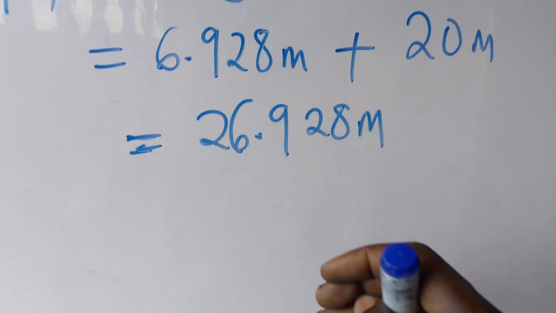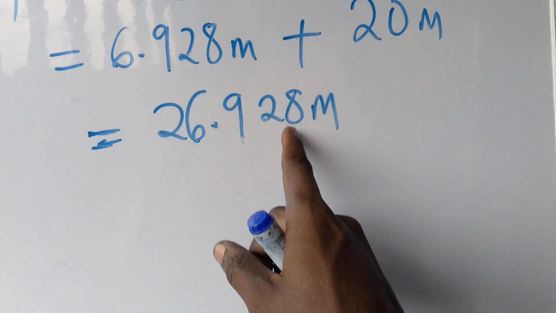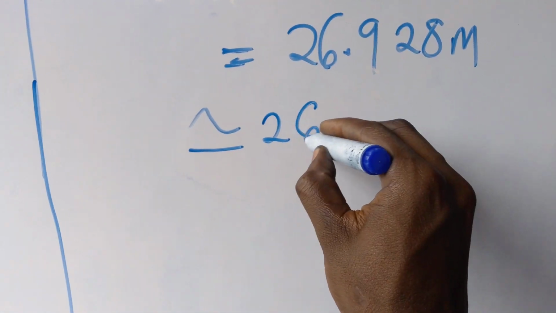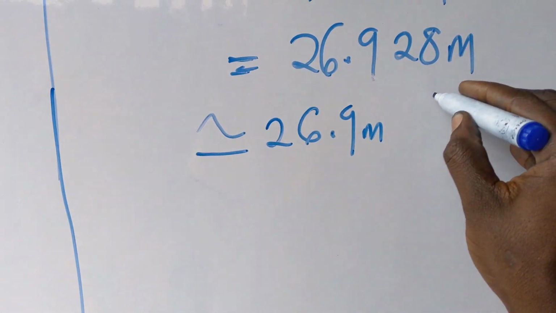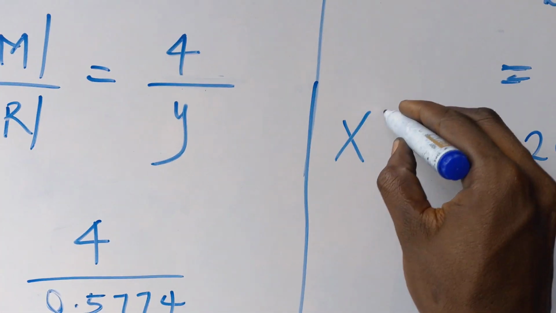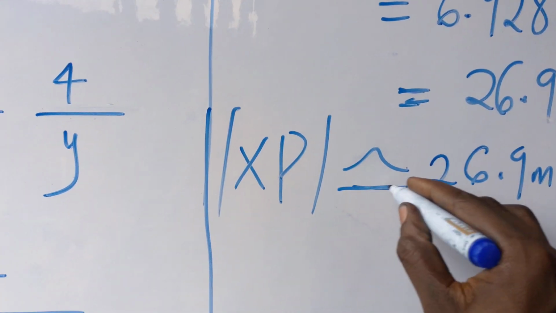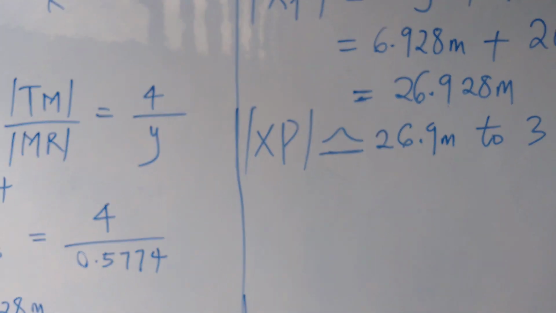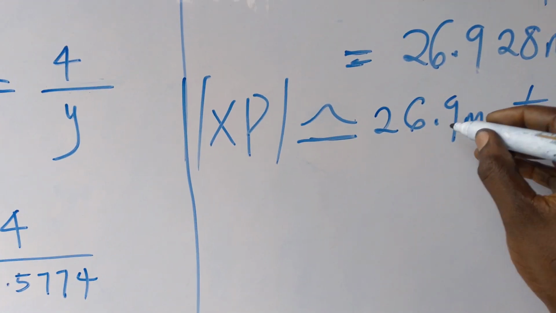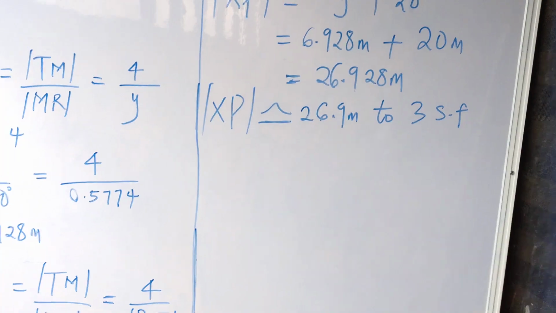So this now to 3 significant figures, this is 1, 2, 3 significant figures, isn't it? And you cannot approximate 2 to 9. So this now will be approximately 26.9 meters to 3 significant figures. That is distance XP, which is the distance of the foot of the taller pole from point P. That is 26.9 meters.